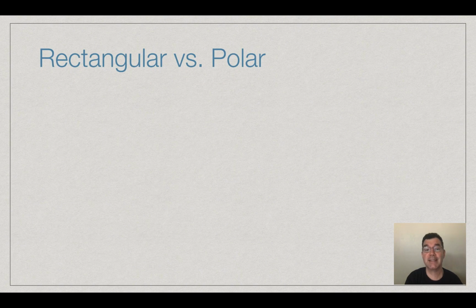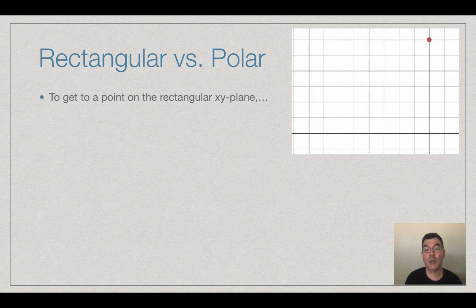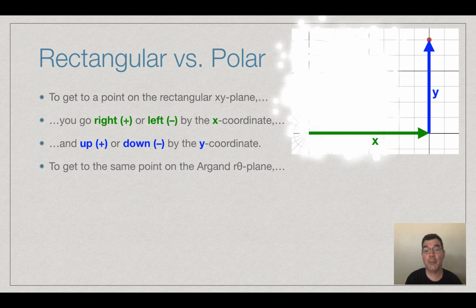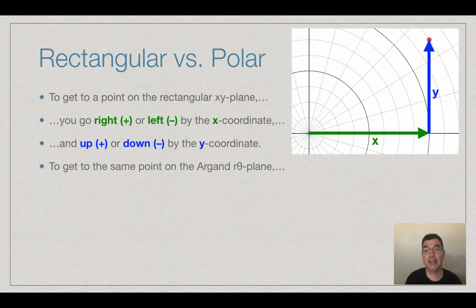So first let's contrast polar coordinates with what we've always used as rectangular coordinates. Normally, to get to a point on the rectangular xy plane, you would go to the right, which is positive, or to the left, which is negative, by whatever the x coordinate is. And then we would go up, which is positive, or down, which is negative, by whatever the y coordinate is. So now, when we're dealing with polar coordinates, we have to change our grid a little bit, as you can see there on the graph.